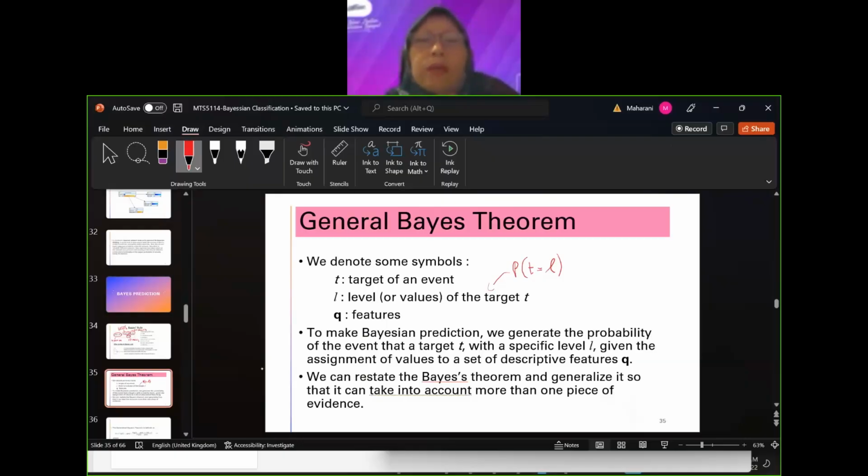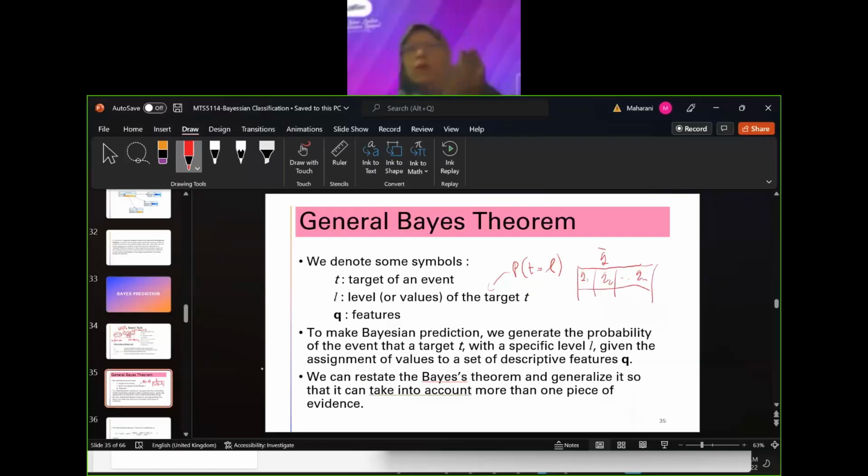And then Q, let's say, is features. Q consists of some features, that's why it is bold. Bold in mathematics is called the vector. A vector consists of some columns, right? So like this, Q is the features. Sometimes, for instance, we have Q1, Q2, and so on. So these are the features.